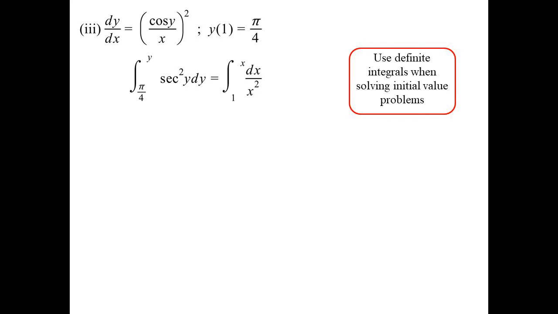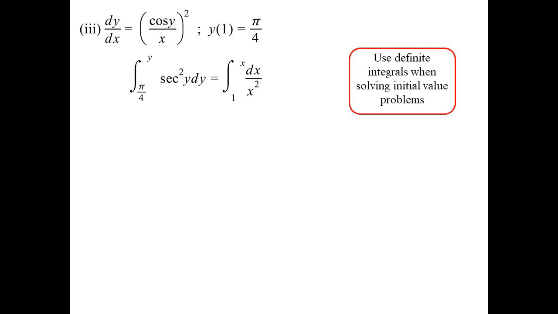Now, I'm dividing by cos squared y. But the reciprocal of cos squared y is, of course, sec squared. So on the left-hand side, we get sec squared. Is it possible that cos squared y was equal to 0? Oh yeah. But I'm dealing with a definite integral here. So when I sub the values in, if I don't get the answer 0, it's not going to be an issue. Equals the integral of dx on x squared.